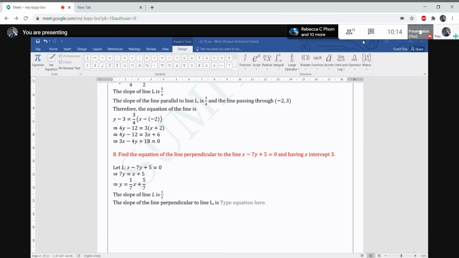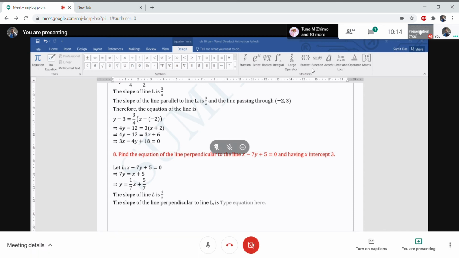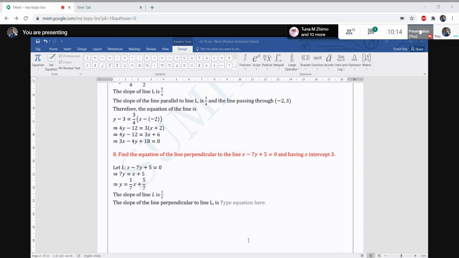I hope all of you are sleeping. Not studying at all. The product of their slopes will be -1. So if one is 1 by 7, the other should be -7. As simple as that. It is I guess the 4th or 5th class today, but still you did not catch up on this one. Have to practice more and more, otherwise it is very difficult.